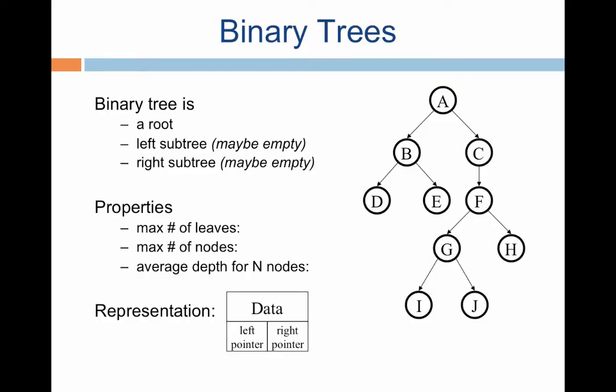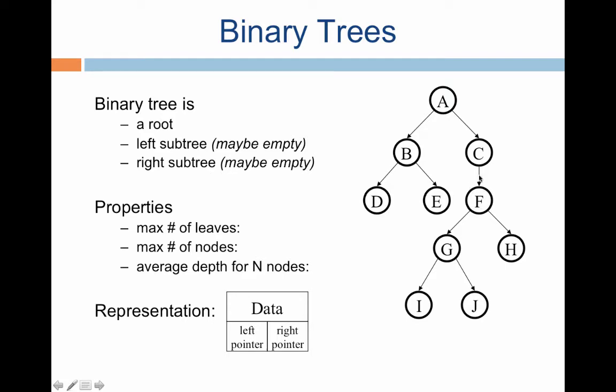let's just recall what binary trees are. A binary tree is essentially a triple. It's recursively defined. It has a root and it has a left subtree and a right subtree. In this example, A is the root of this binary tree, and this tree is the left subtree, and the tree for which C is the root is the right subtree. It's quite possible that the left subtree or right subtree or both may be empty.